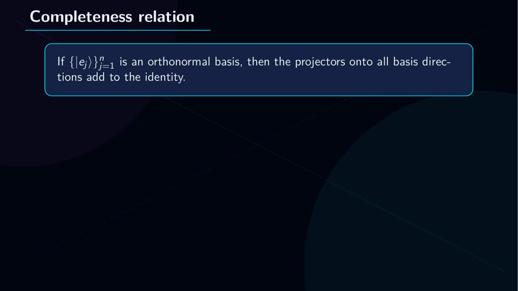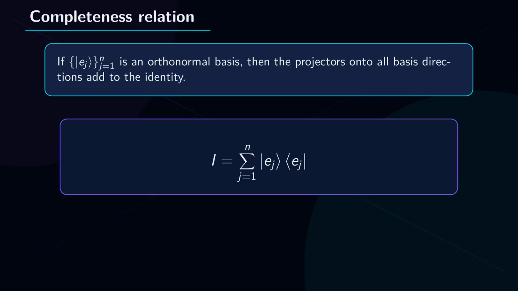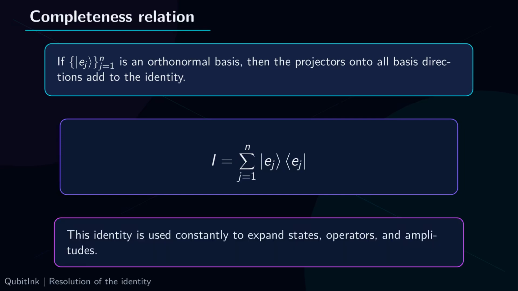Now suppose the vectors Ej form an orthonormal basis. Each basis vector defines a projector onto its own direction. Adding all of those basis projectors gives the identity operator. This is the completeness relation, also called the resolution of the identity. This identity is used constantly because it lets us insert a complete basis when expanding states, operators, and probability amplitudes.